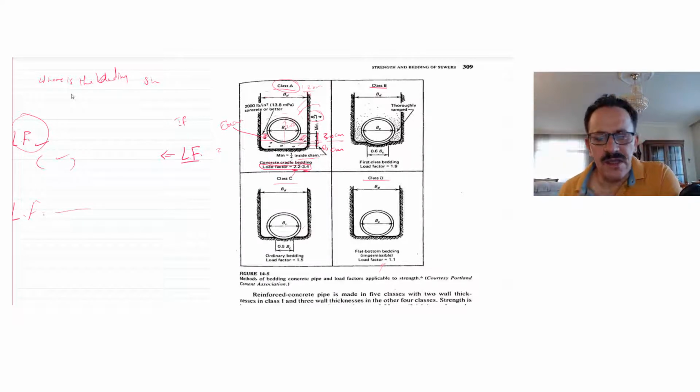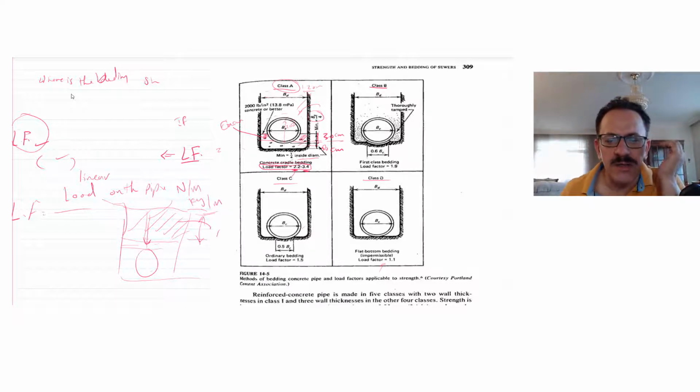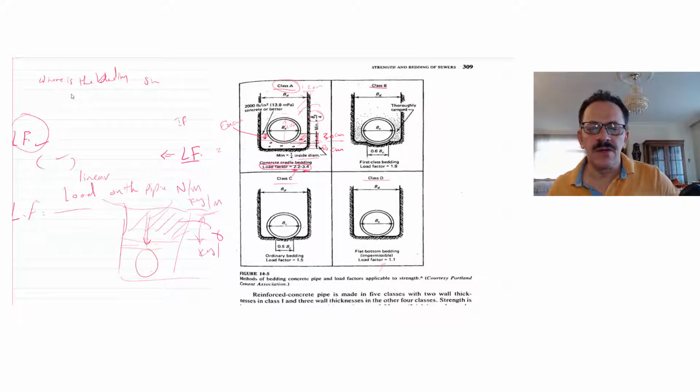The load factor, exactly, means how much load we have, the linear load on the pipe. So if this is a pipe, how much is the load that's acting on this sewer? How many Newtons per meter, how many kilograms per meter length of the pipe will come on this sewer? We should know how much is the depth of the filling on that pipe, and I will multiply it by gamma. The gamma is how many kilograms per cubic meter.